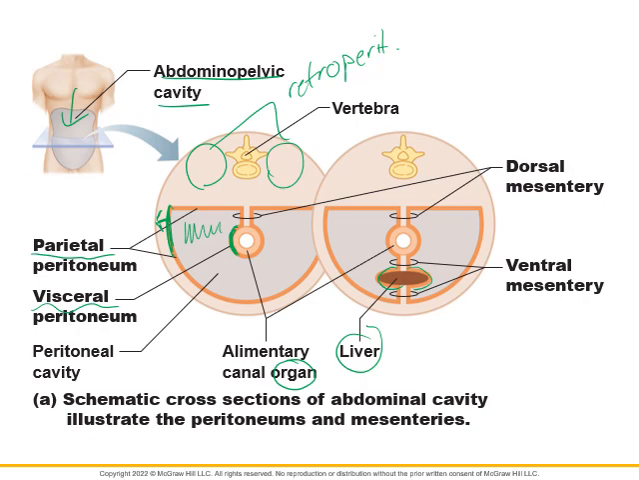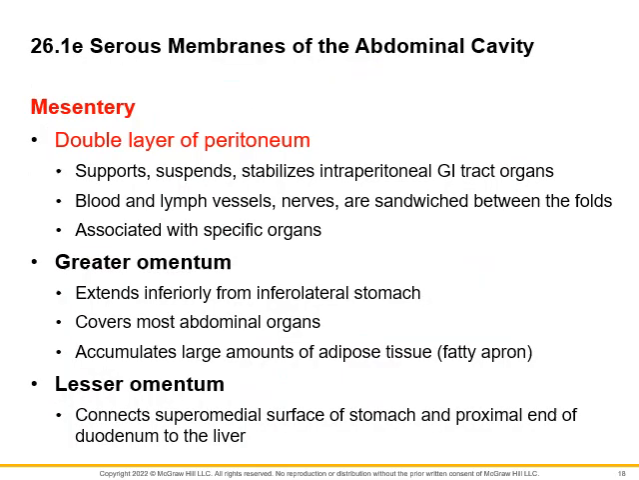The ones that are inside, we're going to see a folding of the parietal peritoneum and the visceral peritoneum, and they kind of offer stability. They're kind of roping off these digestive organs in this really large abdominal or abdominopelvic cavity. And the term that we use is called mesentery. So here, mesentery, double layer of the peritoneum. It's going to offer support. It's going to stabilize the organs that are inside the peritoneal cavity. We're going to see blood vessels, lymphatic vessels, nerves sandwiched between the folds.